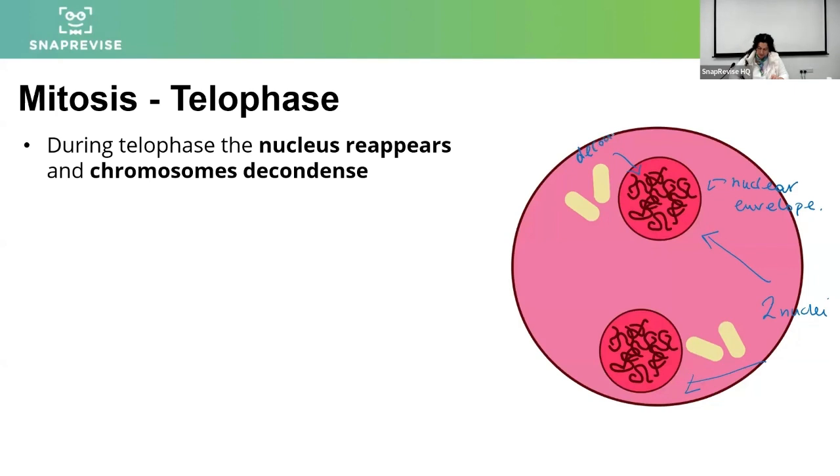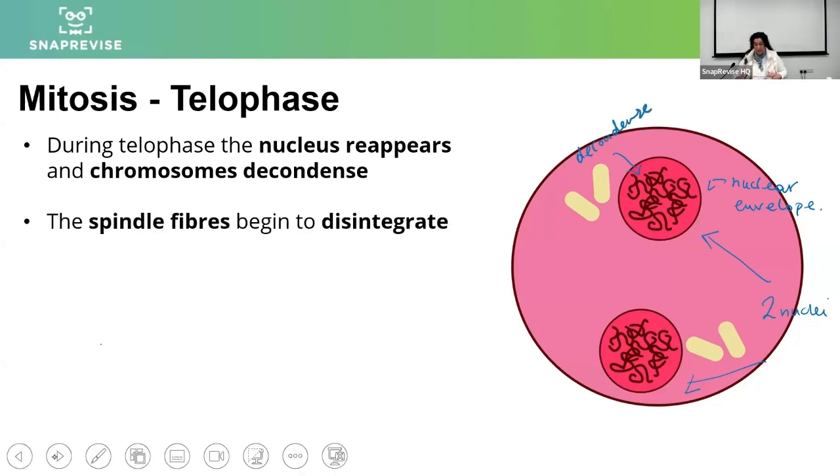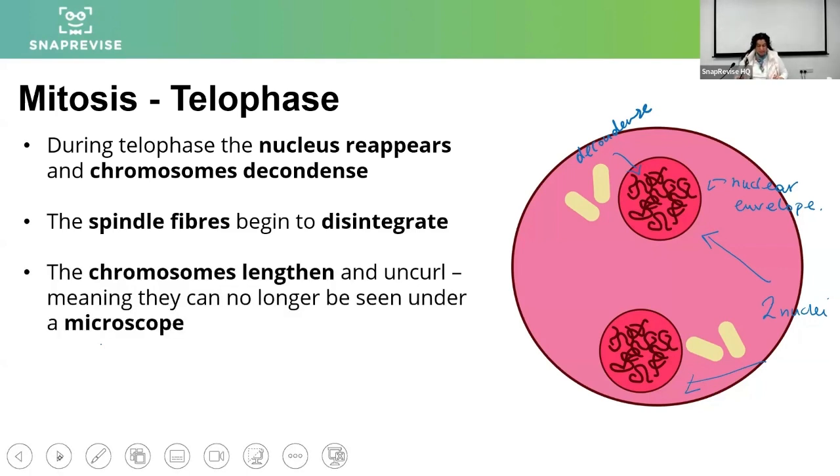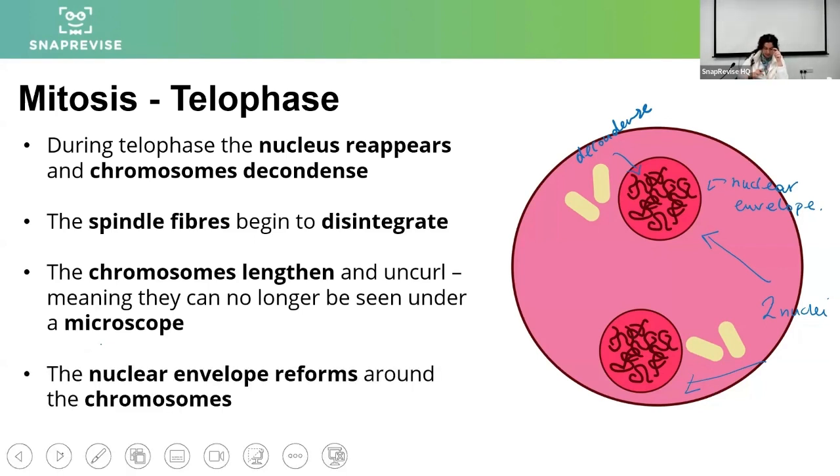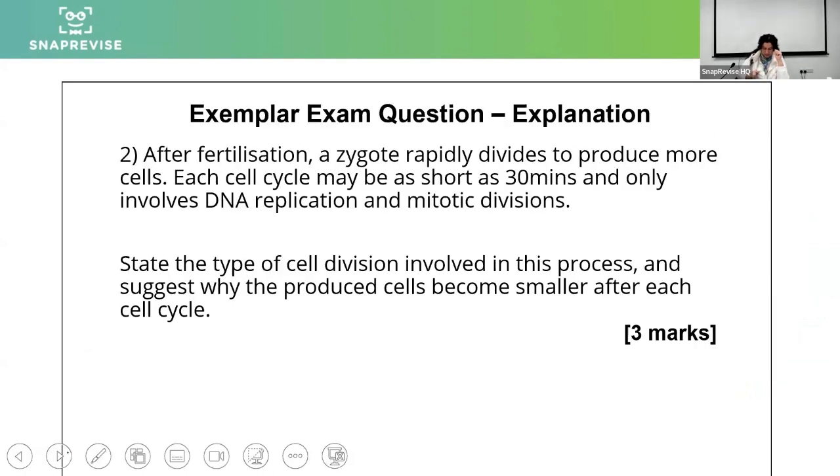Decondense. And the spindle fiber also begins to disintegrate. It's not needed anymore. The chromosomes lengthen and uncurl, meaning that they can no longer be seen under a microscope. You may be able to see some kind of diffuse staining, but you won't be able to identify rods. And of course, as we said, the nuclear envelope reappears around the chromosomes, around the chromatin.